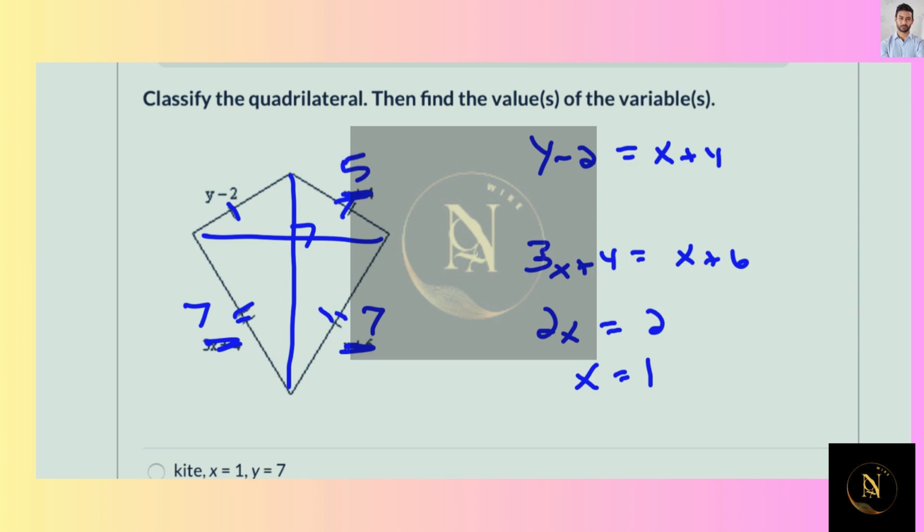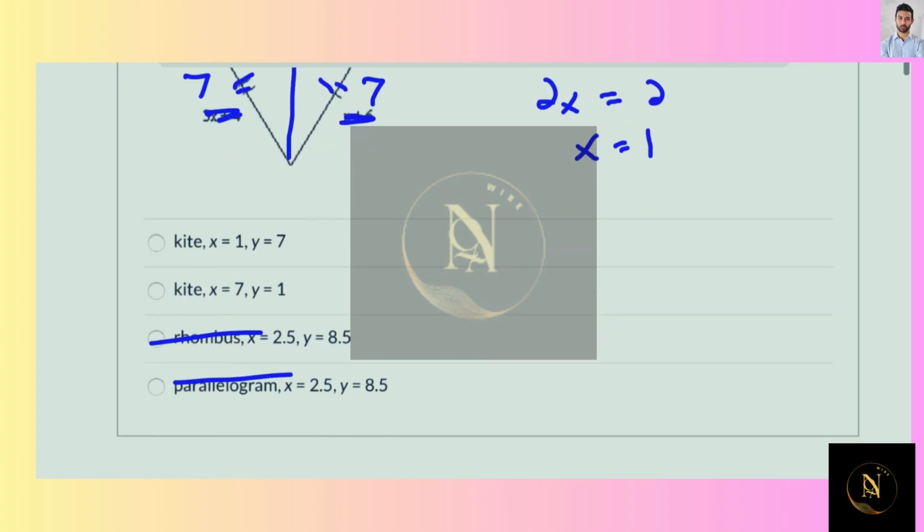And now y minus 2 is equal to 5 if x is 1, which means add 2 to both sides, and y is 7. So x is 1 and y is 7.